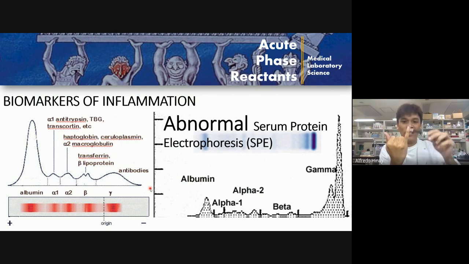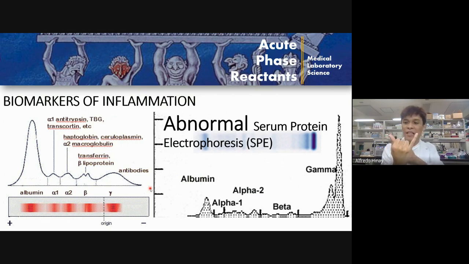Memorize mo na siya kagad kung sino yung nasa albumin, sino yung nasa gamma. In the gamma you have your antibodies, you have your CRP. Then in the beta, you have your transferrin. In the alpha-2, you have your alpha-2 macroglobulin and your haptoglobin, and then your alpha-1 antitrypsin. Madali lang siya i-memorize, class. So this is our pattern: albumin, alpha-1, alpha-2, beta, and then gamma. So for example, you have an abnormal serum protein pattern of your SPE.